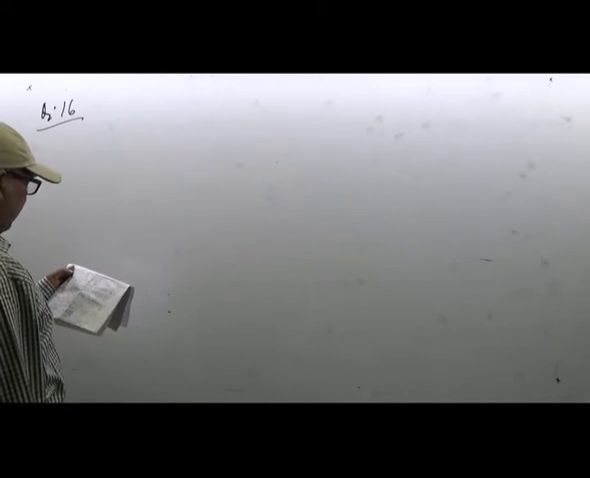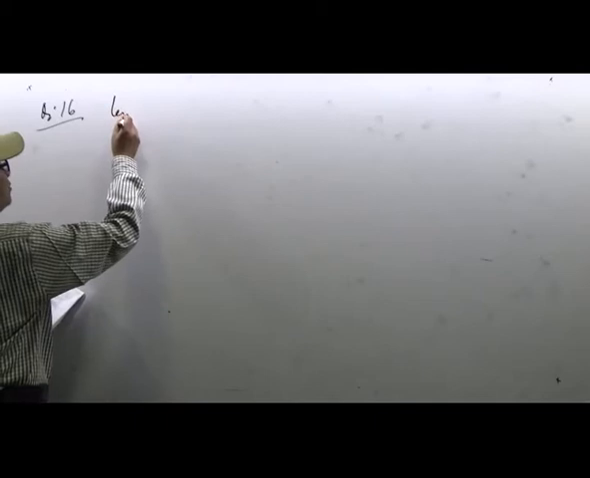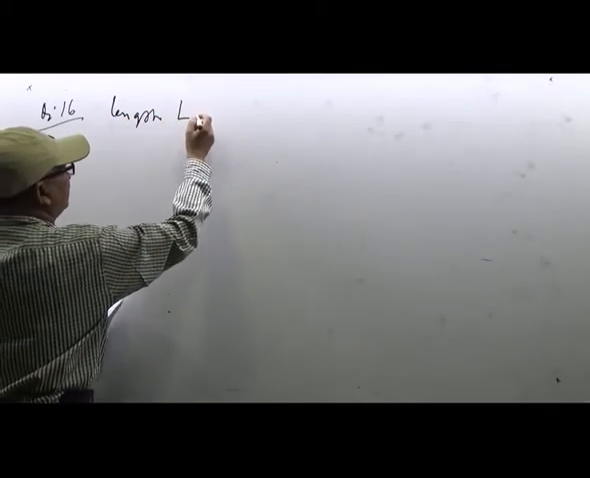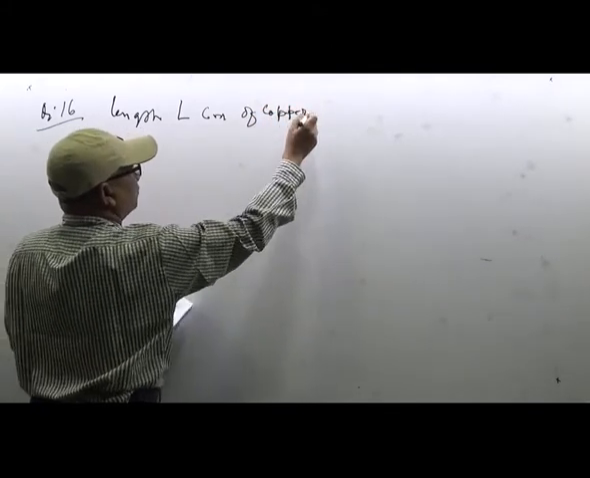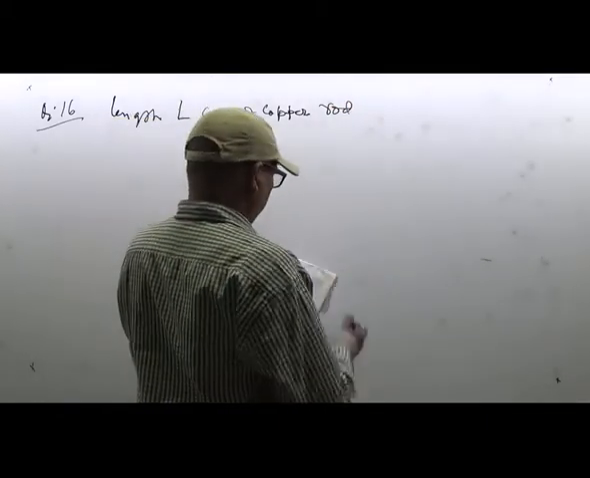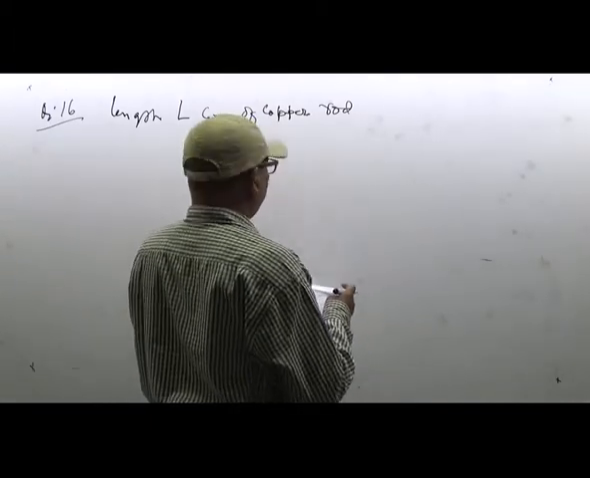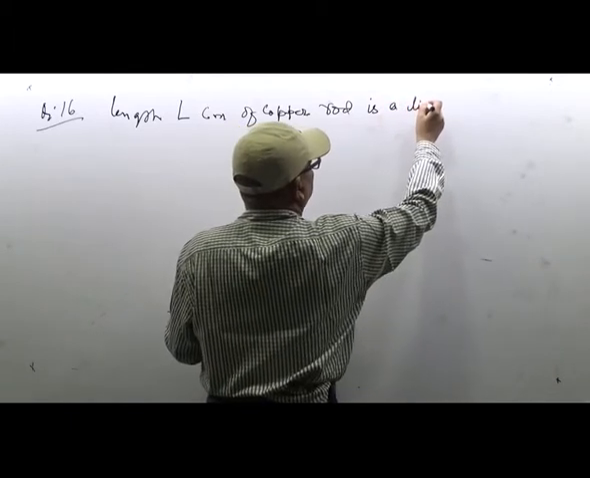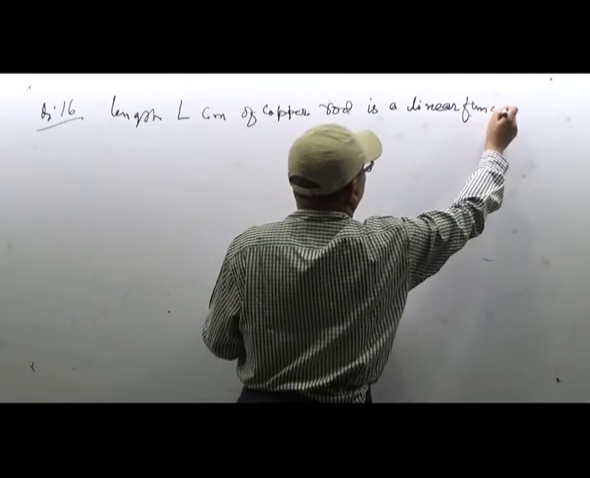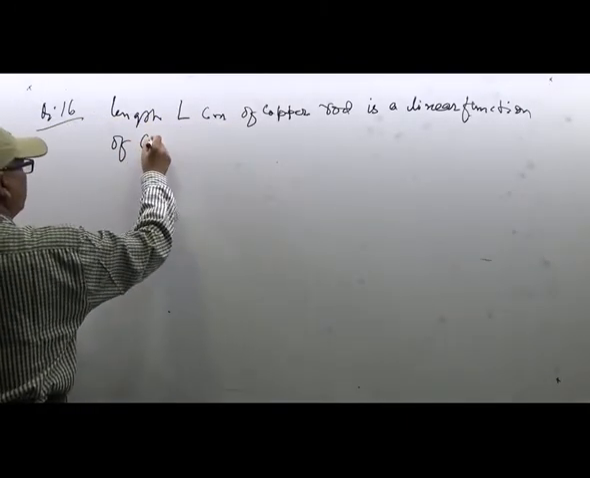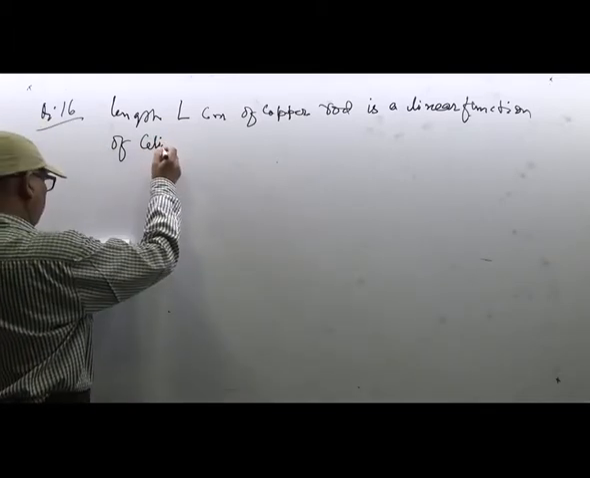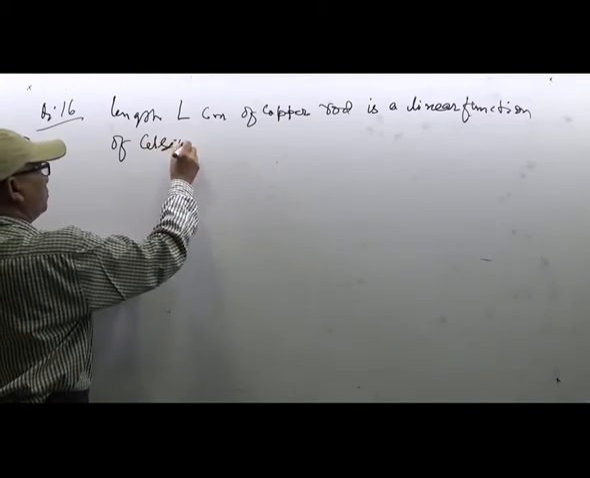Question number 16, exercise 10.2. The length L centimeter of a copper rod is a linear function of Celsius temperature C.